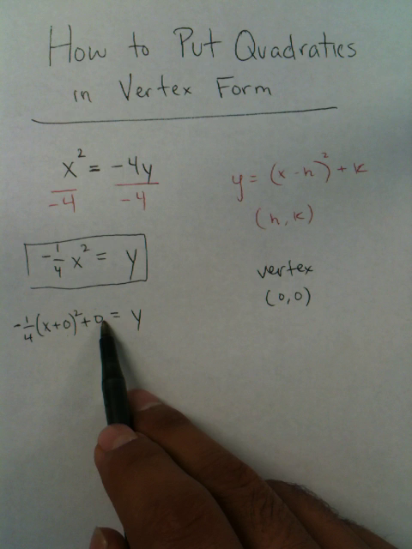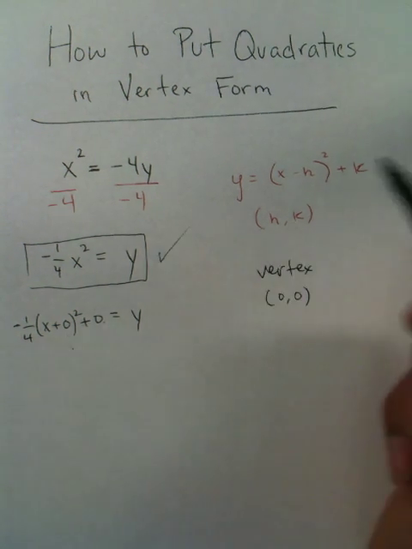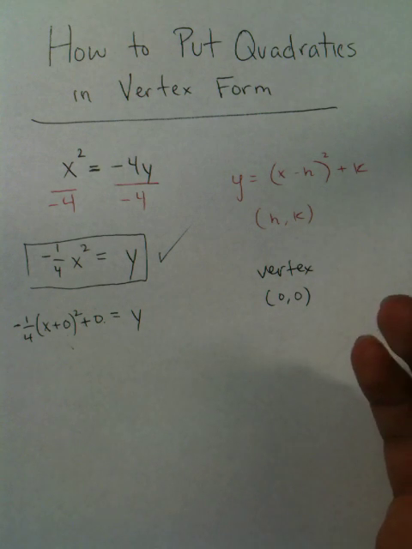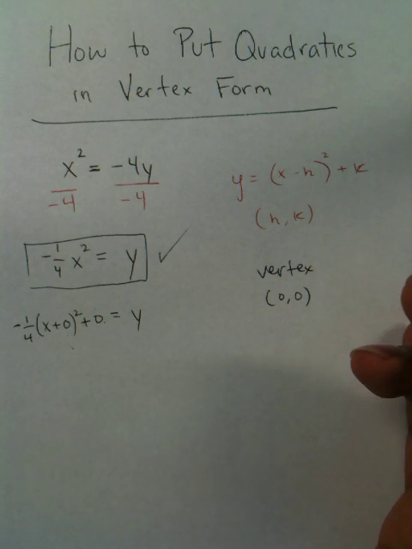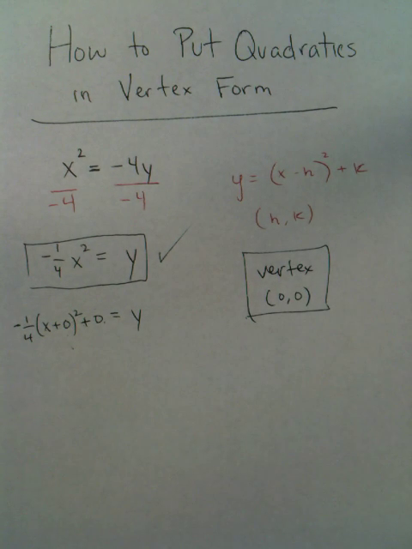Adding 0 to something doesn't change anything, so that's why you want to just leave it like this, because it's all done. It's as simple as that. You have your vertex, all you need is inputs and outputs, and you're good to go. So don't overthink a problem like this. It's this simple.